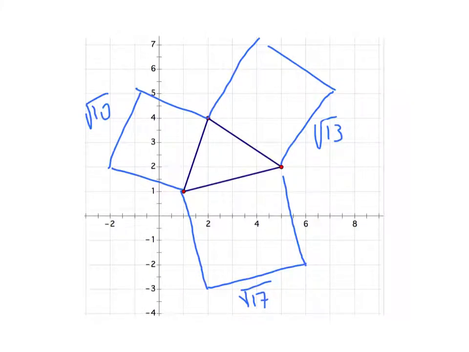Okay, that means that I have this length here is square root of 17, this length here is the square root of 13, and this length here is the square root of 10. So we're done. Why don't you try the next one, see if you can figure that one out.